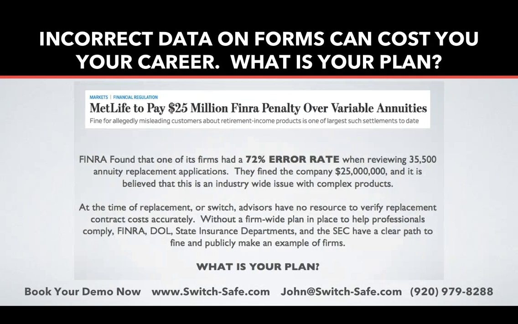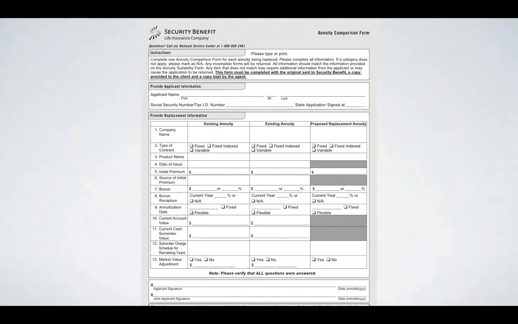This came down about a year and a half ago. MetLife, as a firm, was fined $25 million over variable annuity sales. And what it boiled down to was that they had a 72% error rate on replacement forms. Yeah, these replacement forms that the advisors are having to do out in the field manually.